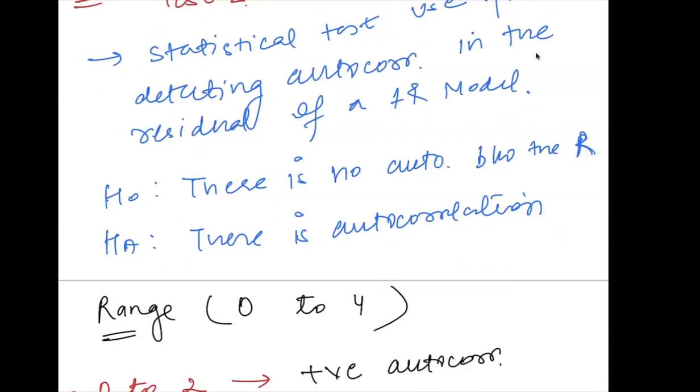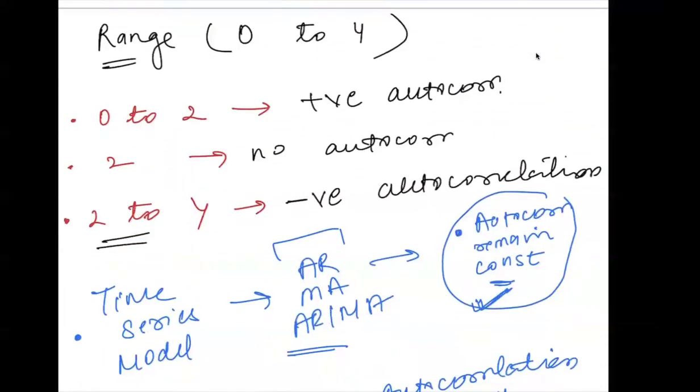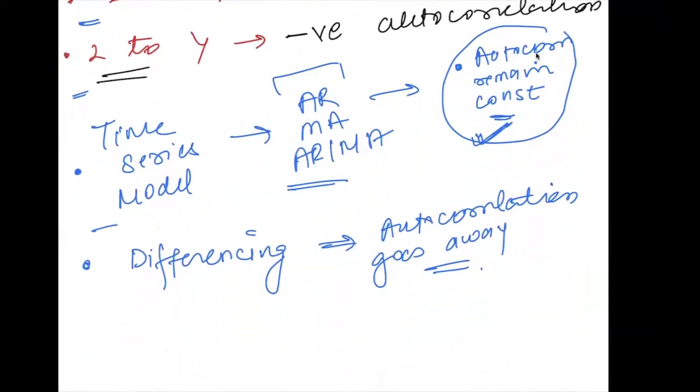So when we perform this test, it gives a number between 0 to 4. If we get a Durbin-Watson value between 0 to 2, it says positive autocorrelation. A number of 2 basically means no autocorrelation, and a number between 2 to 4 says negative autocorrelation. Also, this can be removed by including a time series model or by performing differencing. So this is how you need to answer in your interviews.